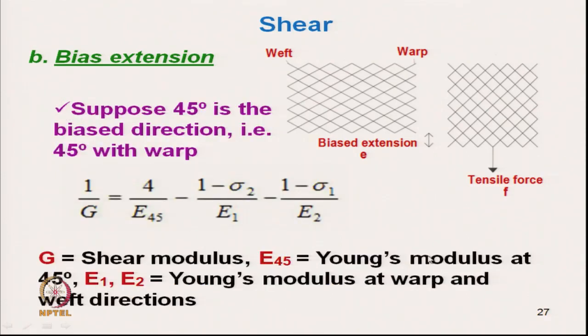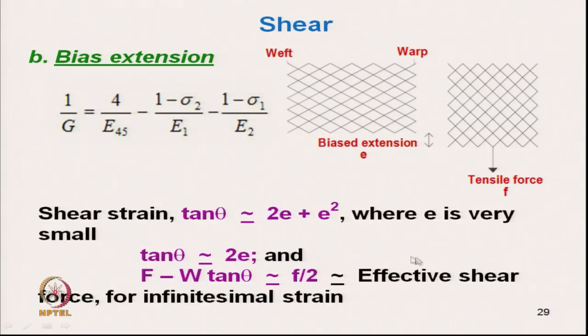Here we can calculate the shear modulus of the fabric, and the shear strain tan theta is related in the fashion 2 E plus E square, where E is the biased extension by the force T. If we apply T force, we will have the biased extension, so that is tan theta you can measure. For infinitesimal strain, E is very small.